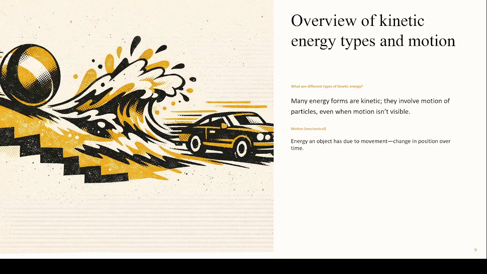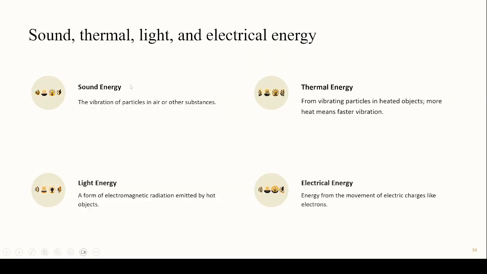So there are various types of energies. Energy in an object, if it is due to its motion, its movement, is called kinetic energy. So what are the different types? Sound energy is one of the types. How come, with sound, we don't see anything moving? But when you make a sound, there is a vibration of particles in the air. Vibration means movement. So sound energy is a type of kinetic energy.